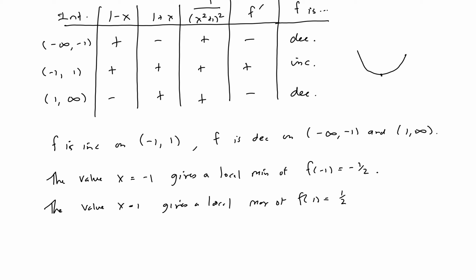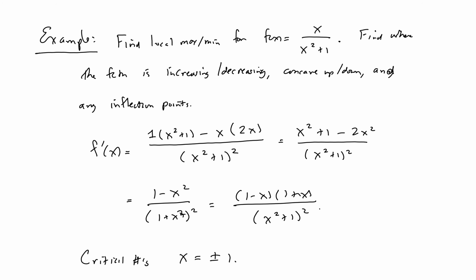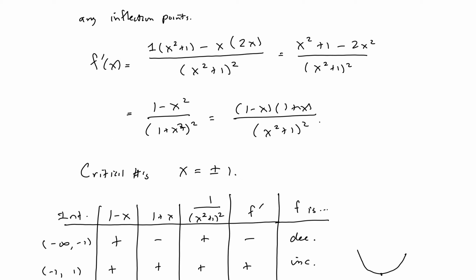So this is equal to plus 1/2. So that answers the first part here, where we've found the local maximums and local minimums, and we found where the function's increasing and decreasing. What we want to do next is look at concave up and concave down and any inflection points. So we know this means we need to look at our second derivative.